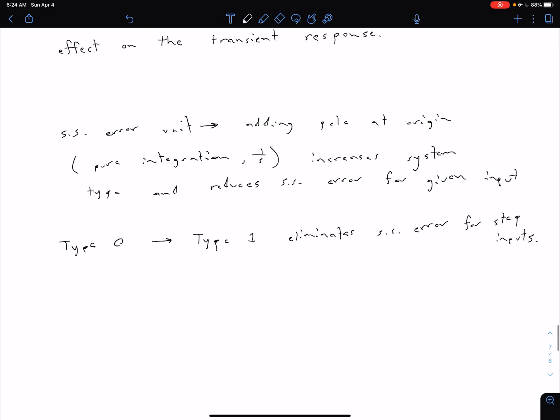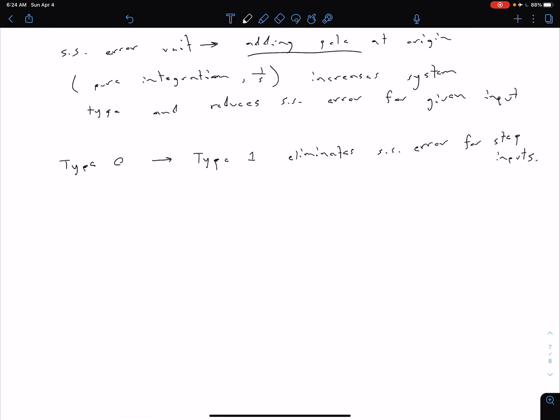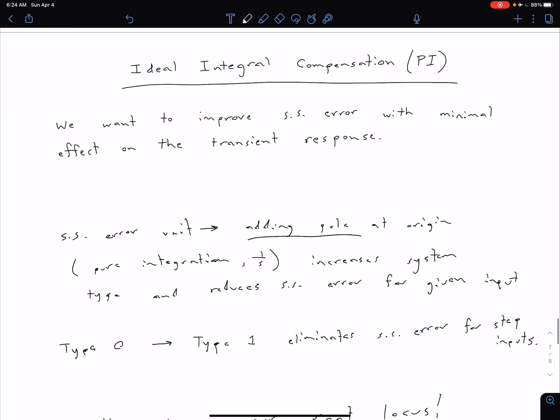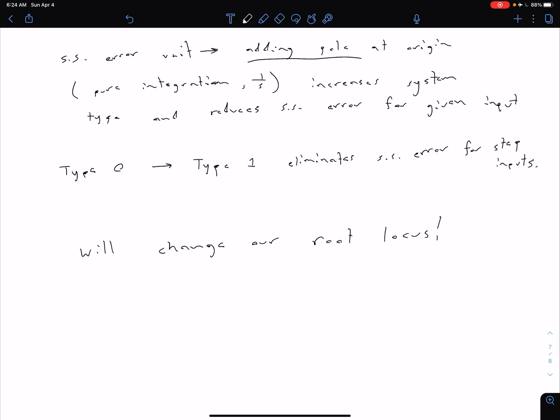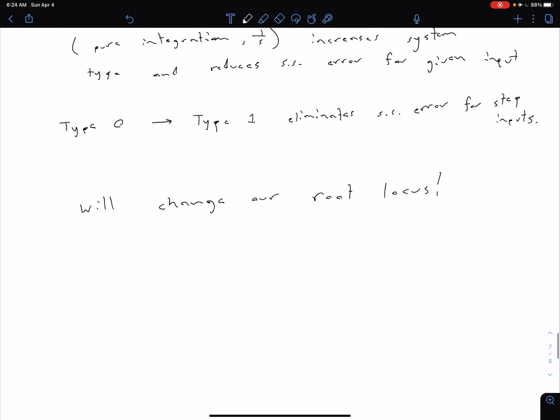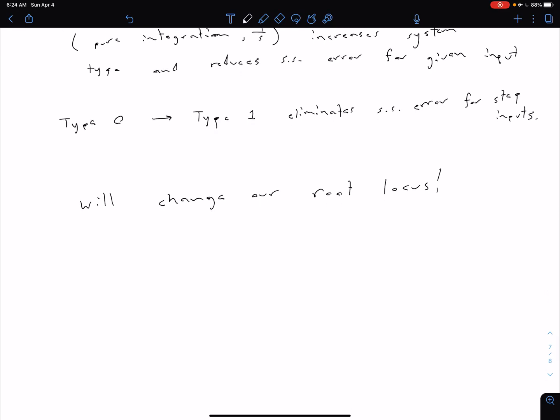However, if we just come in here and add some pole at the origin, ultimately that's going to change our root locus. And ultimately we don't want to do that, because remember we're trying to have a minimal effect on our transient response. So we don't want to be adjusting our root locus. So let's go back to our basic definition of when points are on the root locus. We're going to have to consider our angles and our magnitudes for our various poles and zeros. So first let's talk about our angle.